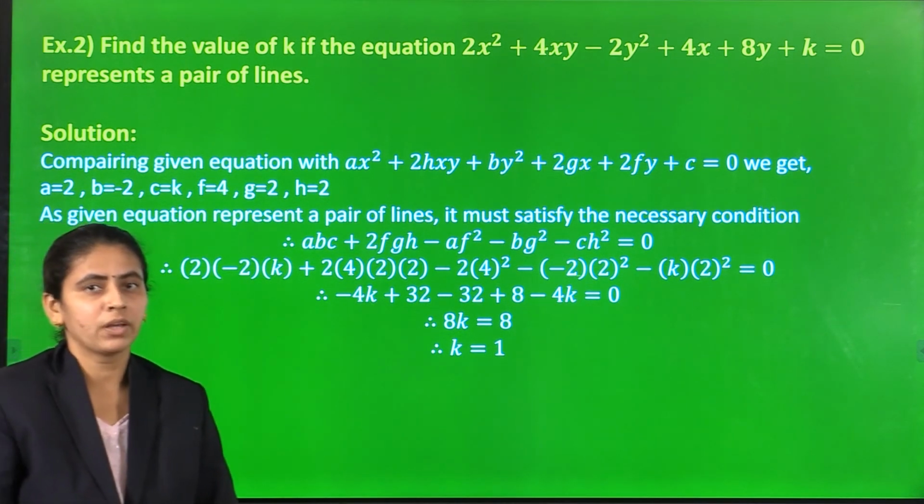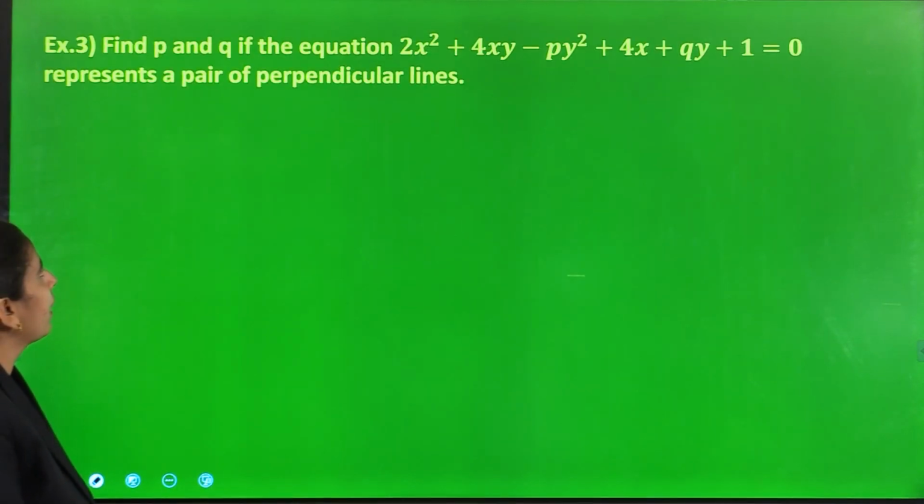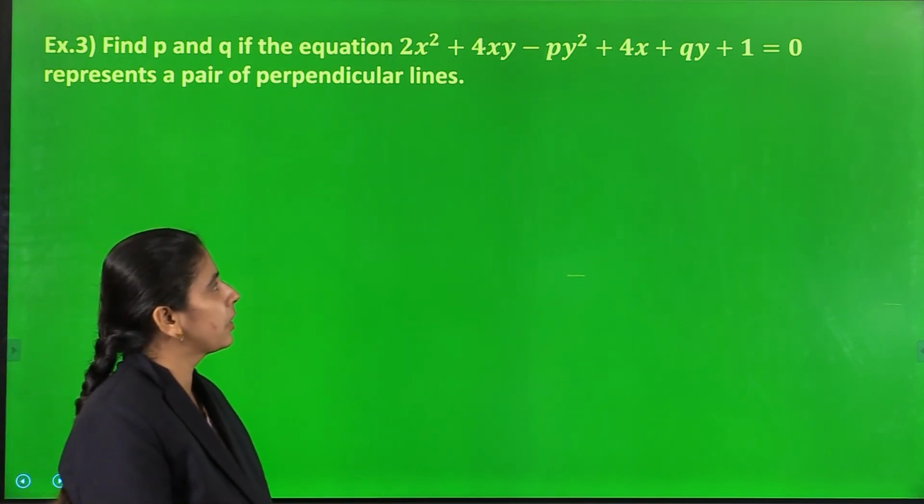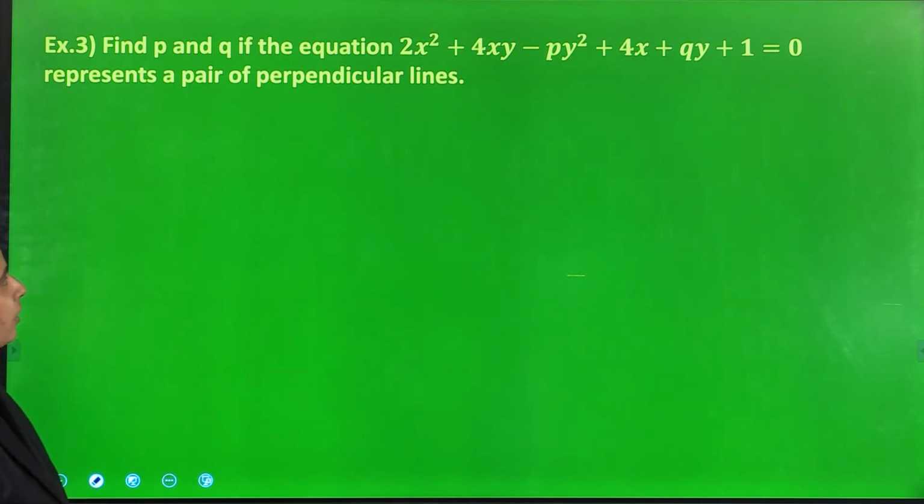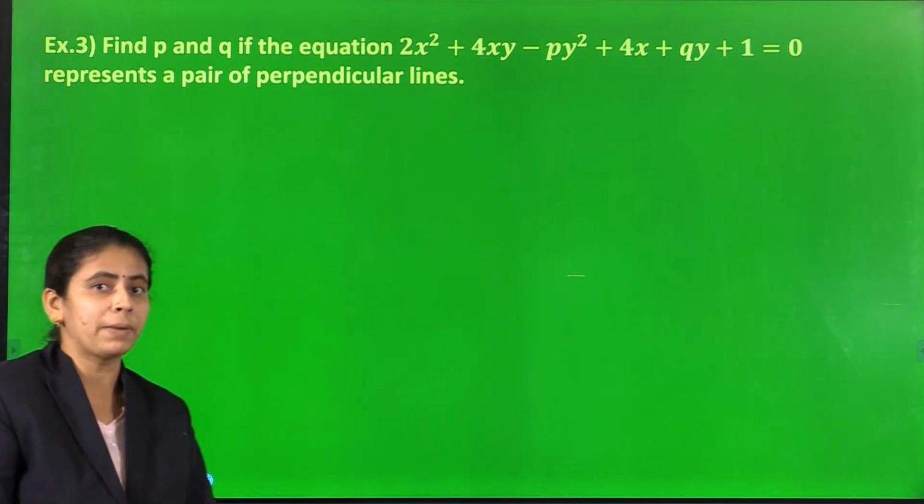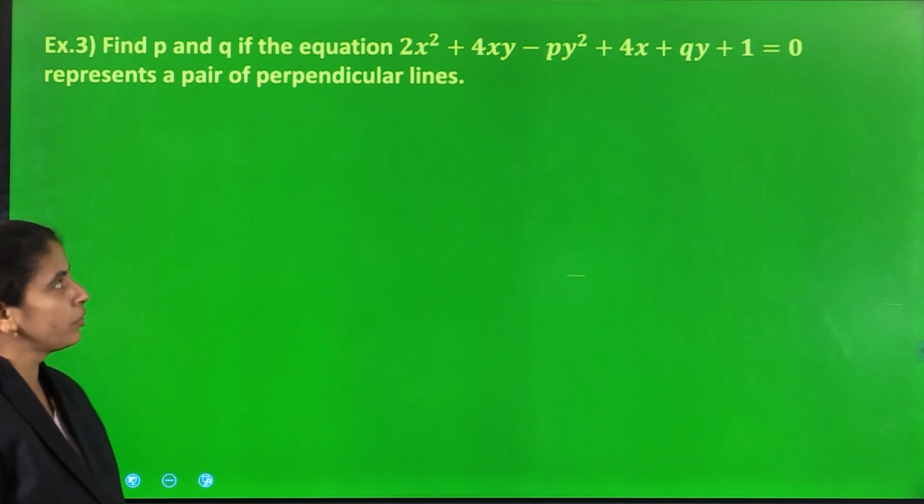Now we study the third example. Find p and q if the equation 2x square plus 4xy minus py square plus 4x plus qy plus 1 equal to 0 represents a pair of perpendicular lines. Now here the given equation represents a pair of perpendicular lines means what? a plus b should be equal to 0.